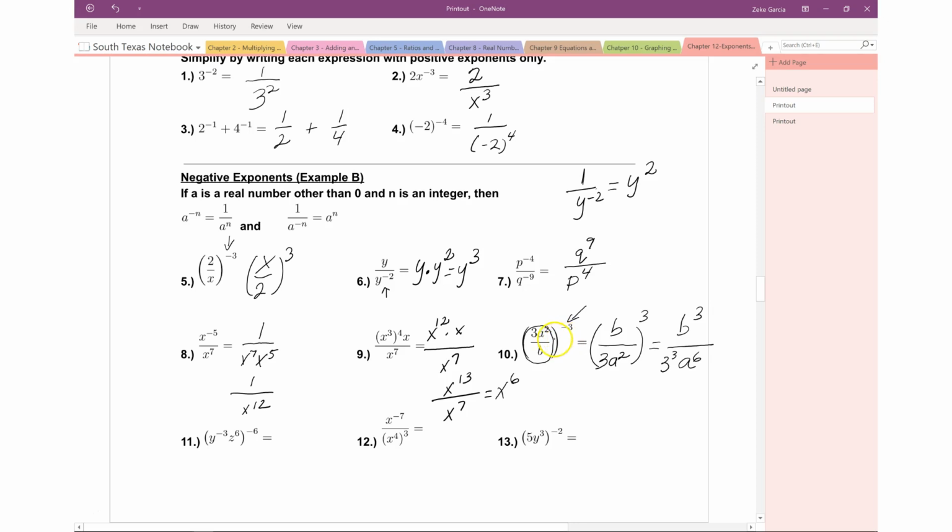Since it was a negative, we took the reciprocal of 3a squared divided by b. So we have b now in the numerator, and we have 3a squared in the denominator. And since we're raising it to a 3, and we know that's a 1, and that's a 1, a power raised to a power, you're going to multiply.